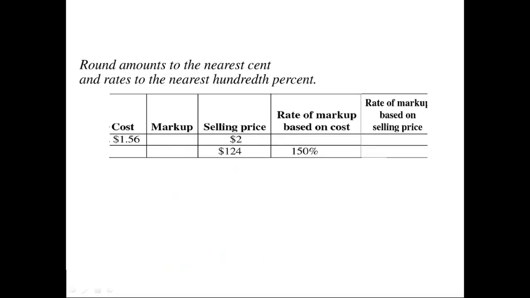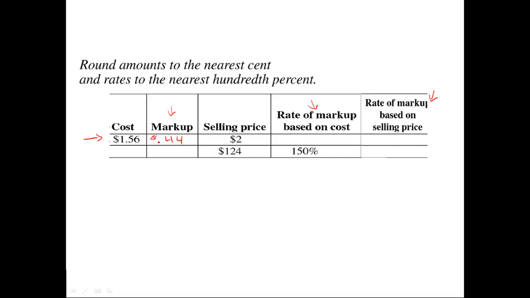This is a table where they give us, it's actually two different problems here. The first row is the first problem. They give us the cost of $1.56 and the selling price, and we're supposed to fill in these other items. So markup is easy. You just take $2 minus $1.56, and we'll get 44 cents.